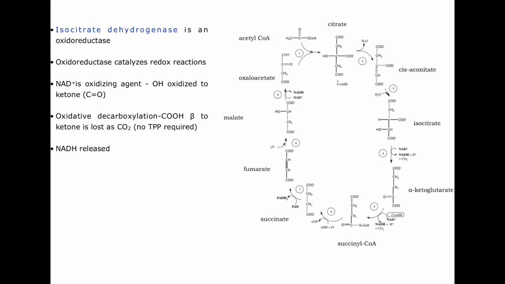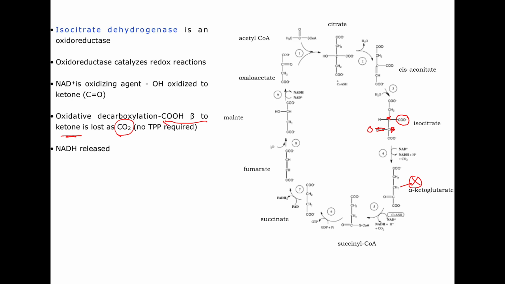So once the alcohol group is oxidized to a ketone, now we have this carboxyl group. You can see separated by one carbon, there's alpha, and then the next one is the beta. So this carboxyl group is beta to the ketone. This carboxyl group will be lost as carbon dioxide. And you can see that that carboxyl group has been lost as carbon dioxide in alpha-ketoglutarate.